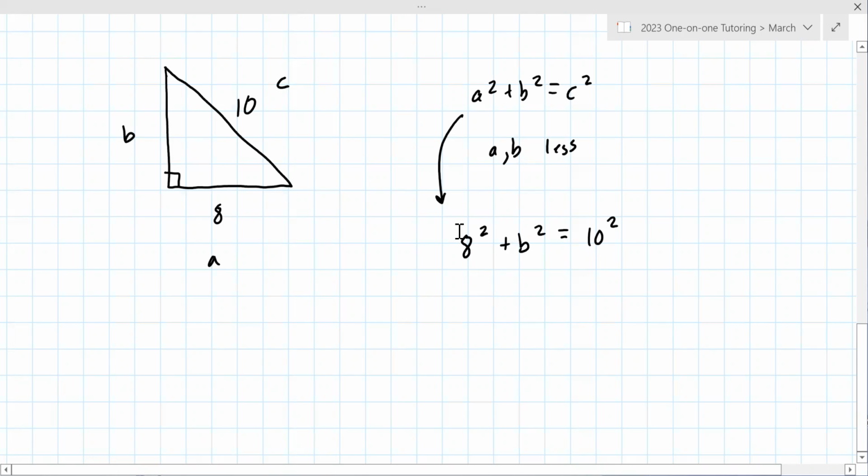Okay, so 8 squared is 64 plus B squared equals 100. Subtract 64 from both sides. B squared equals 36. So B equals 6. Okay. It's really good that you label it. I'm going to redraw the triangle here. Let me know when you get this down.